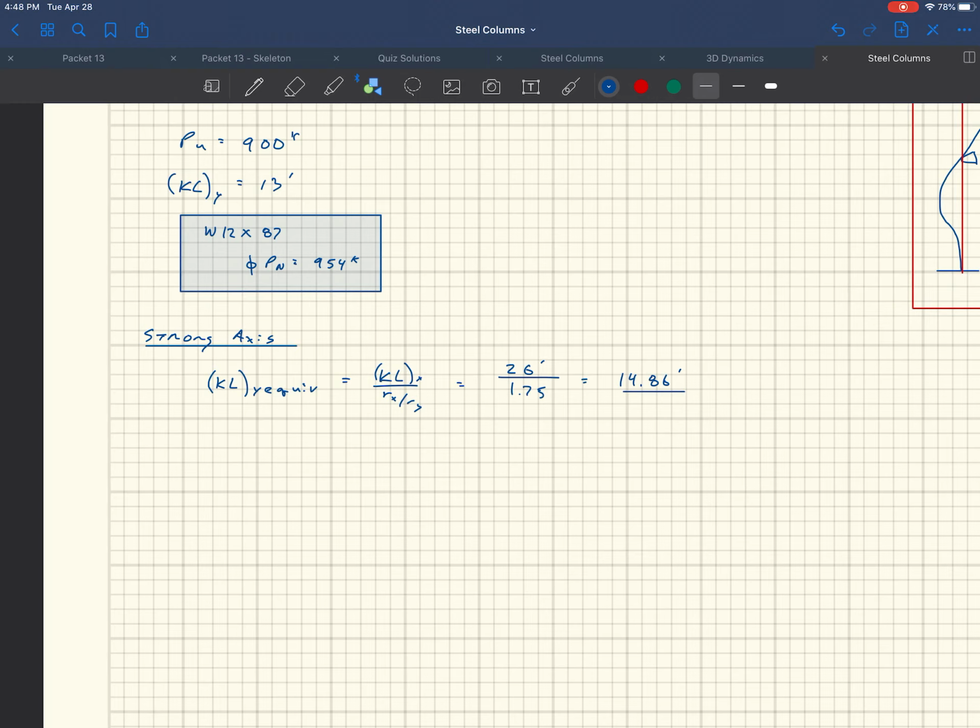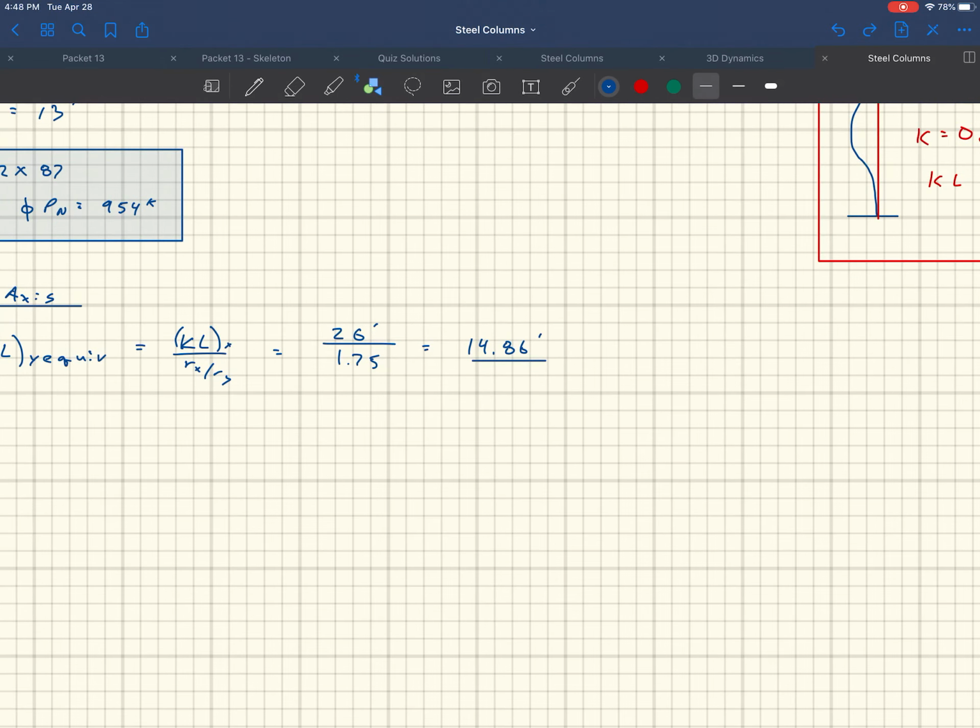At this point, I can compare this directly to the y-axis. KLY is 13 feet. KLY equivalent is 14.86 feet. So this tells us that this controls the design. The largest KL controls.